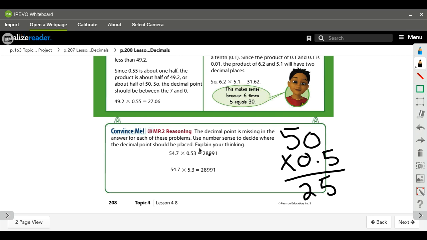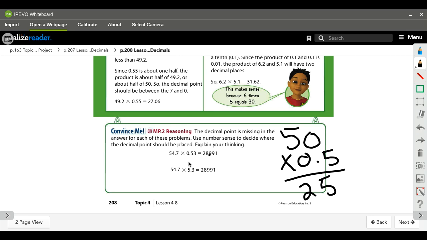So right there, I explained my thinking of how I found my answer. Because 53 hundredths is a little bit more than half, I used estimation. 50 times a half, I got 25. My answer needs to be near 25, which is how I get 28 and 991 thousandths.